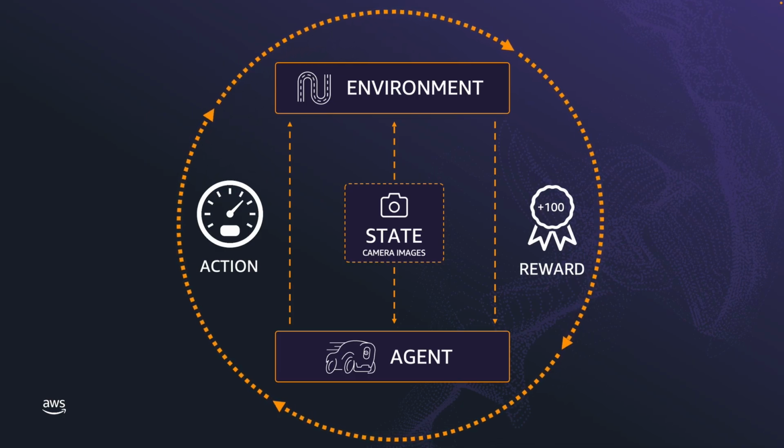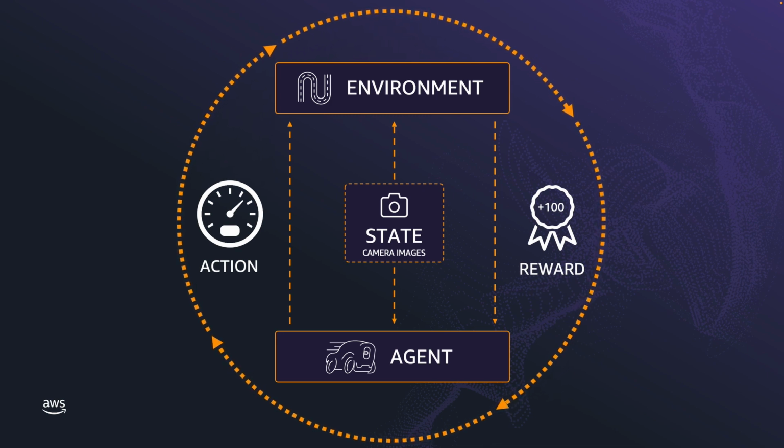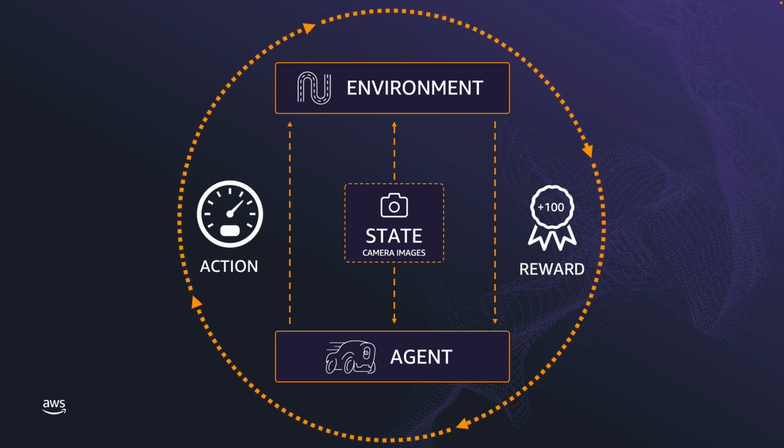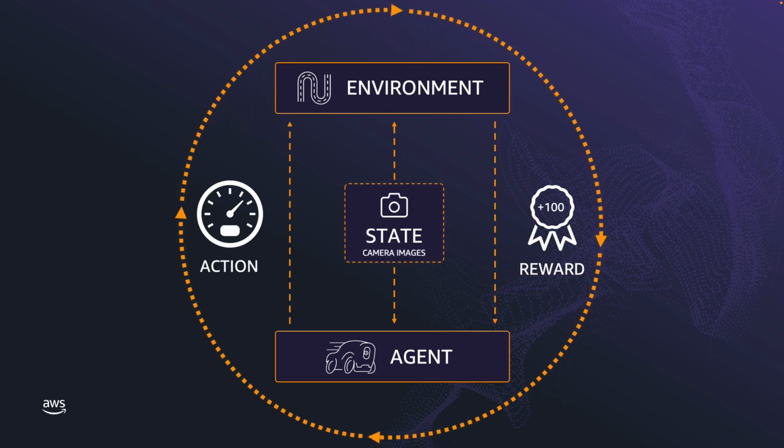Let's start by taking a look back at our diagram of how reinforcement learning works. Remember this from before? It shows how the agent performs actions in the environment to receive rewards and learns over time which actions should be taken to maximize rewards.